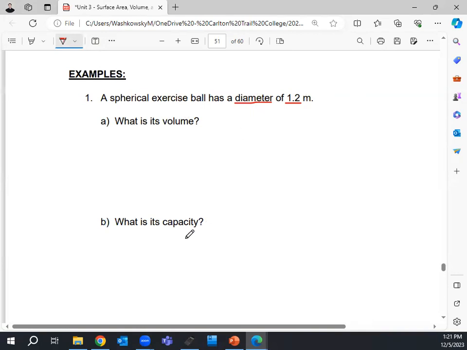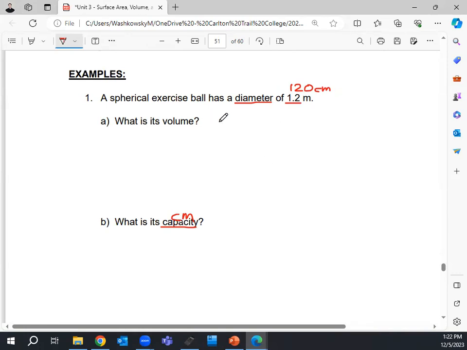Now, the other thing is we also have capacity. Whenever we have capacity, what I recommend you do is turn your measurements into centimeters. So instead of 1.2 meters, I'm going to use 120 centimeters, because all I did was times that by 100, because there are 100 centimeters in a meter. So it's really important to read the question in advance. Don't just immediately go and solve it, because otherwise you have to do that step all over again.